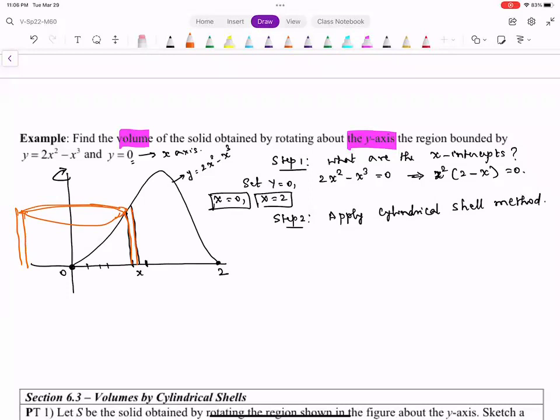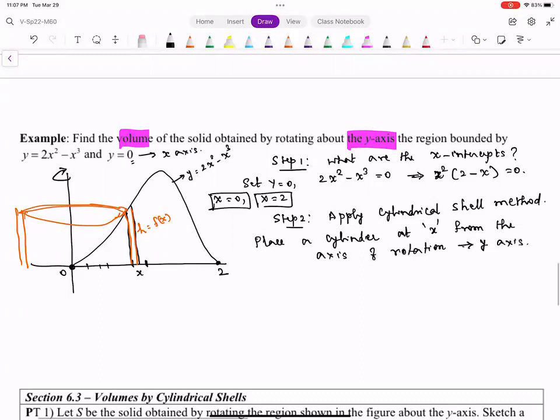So place a cylinder at a distance x from the origin. This is nothing but f of x, the height of the cylinder. So place a cylinder at a distance x from the axis of rotation. The axis of rotation is what in this case? It's just the y-axis. So the radius of the cylinder becomes x.